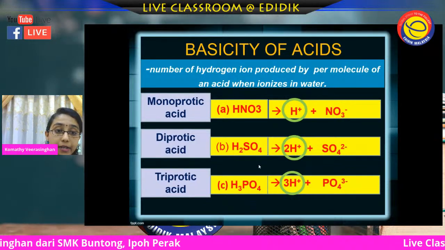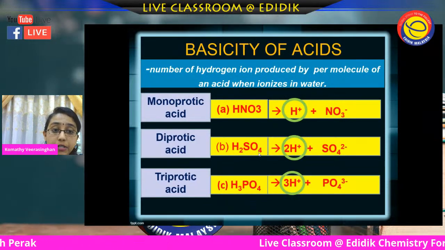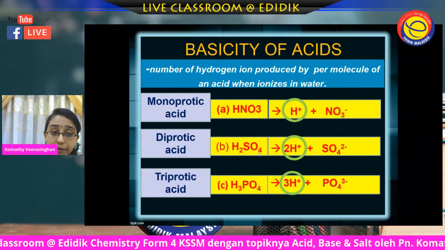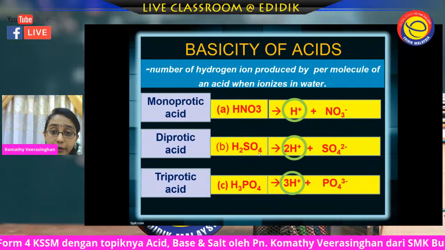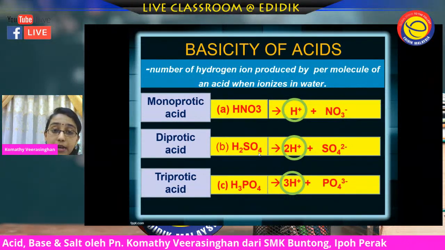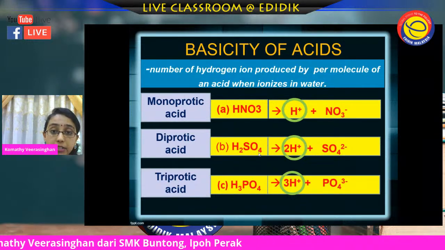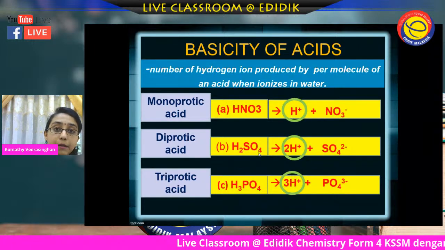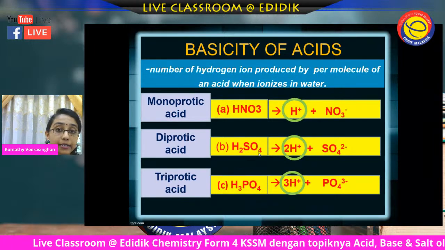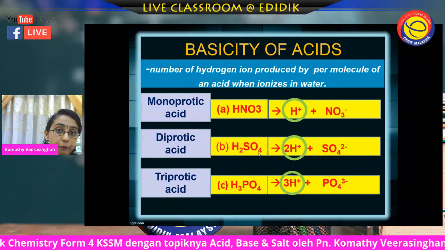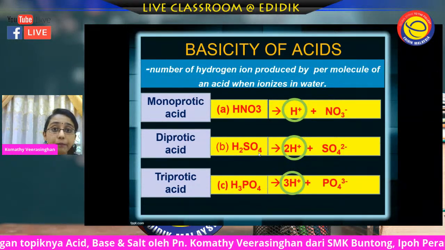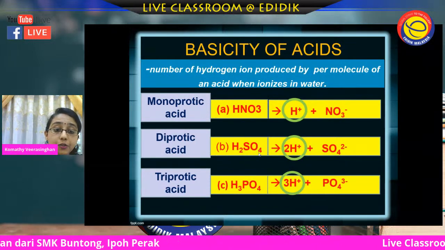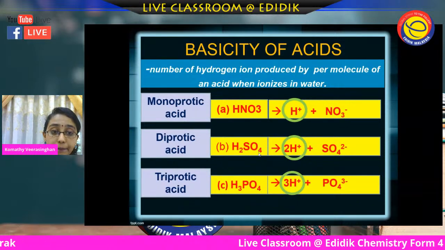So class, as you can see here among these 3 acids, we use monoprotic acid, diprotic acid, and triprotic acid. The front part of the name, mono, di, and tri, is a prefix. Mono means 1, di means 2, tri means 3. So you have to understand that when I want to classify the basicity of an acid, it is determined by the number of hydrogen ions ionizable per molecule. If it ionizes 1, monoprotic. If it ionizes 2, diprotic. If it ionizes 3, it's called triprotic acid. Okay.